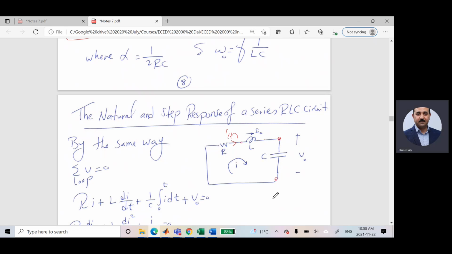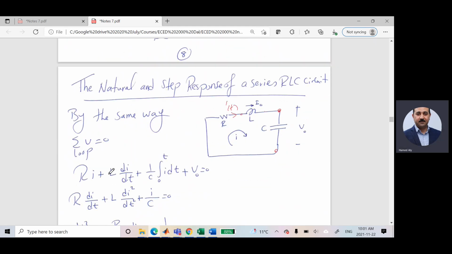We studied before how to solve a differential equation like that. I have to take the derivative again to cancel this integral. So the derivative of this with respect to time will be R di/dt, because R is constant. Then the derivative of this again will be L d squared i/dt squared. And then the derivative of V0 is 0, but the derivative of this will be i, so I will have i over C.